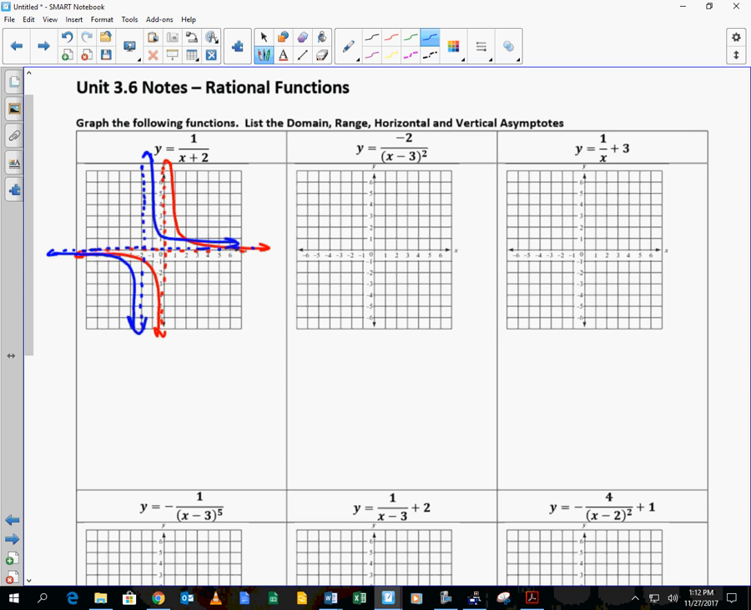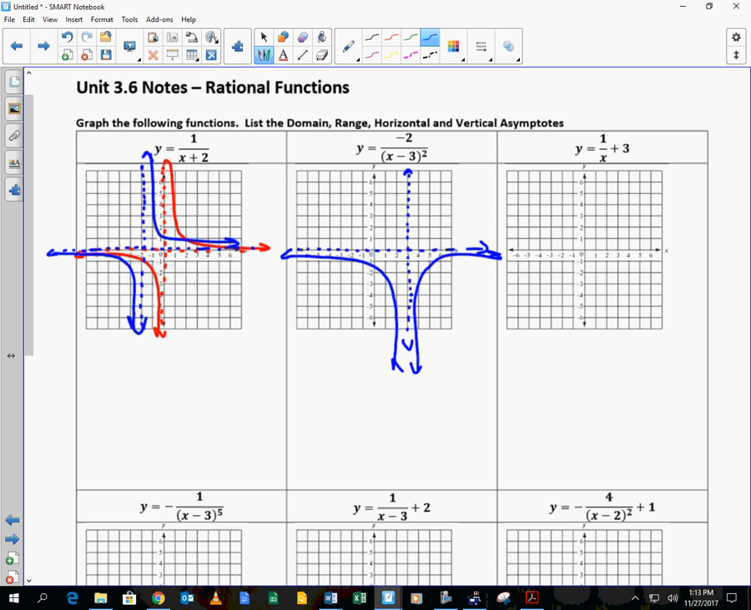Negative 2 over x minus 3 quantity squared. Now, what does this squared on the bottom do? Yeah, they're both above the x-axis then. But then there's a negative. What will that do? They're both in the bottom. What does the x minus 3 do? Right, 3. Very good. Good job.